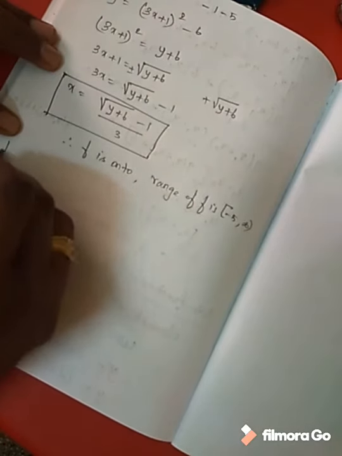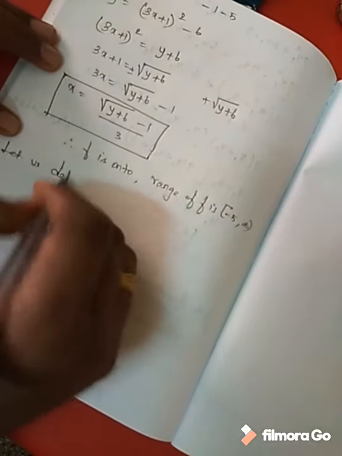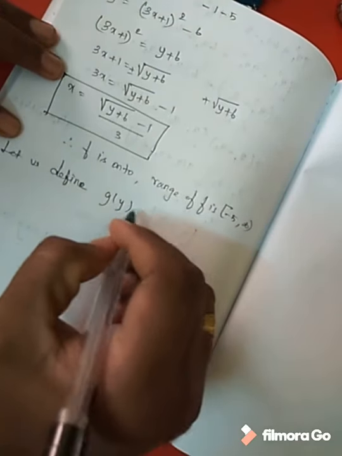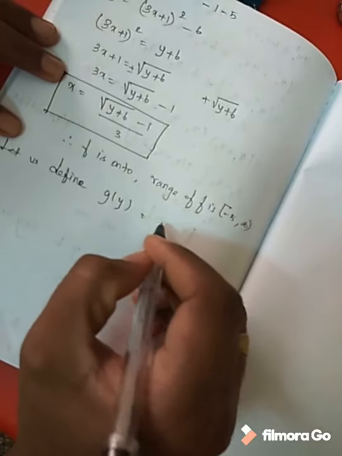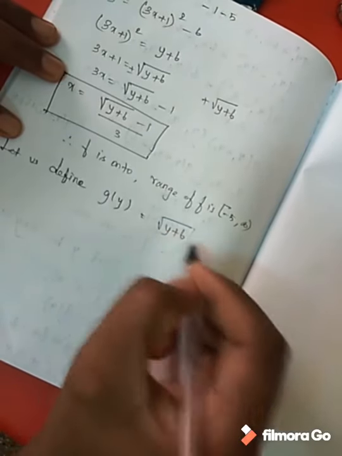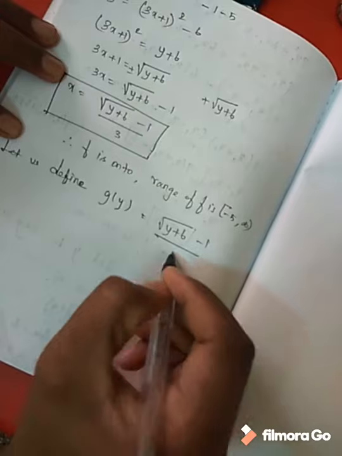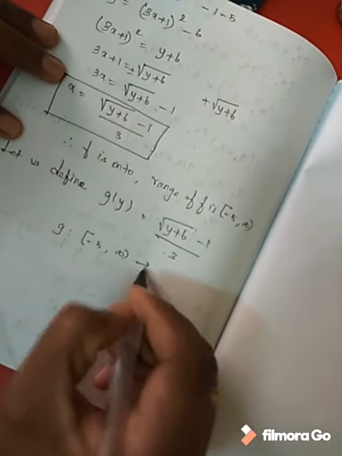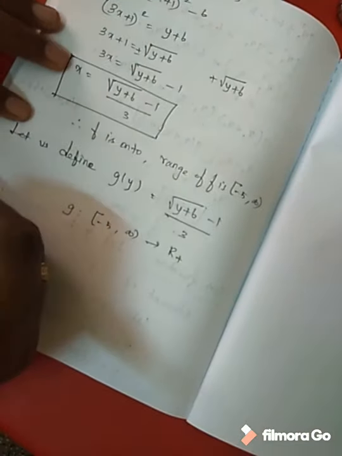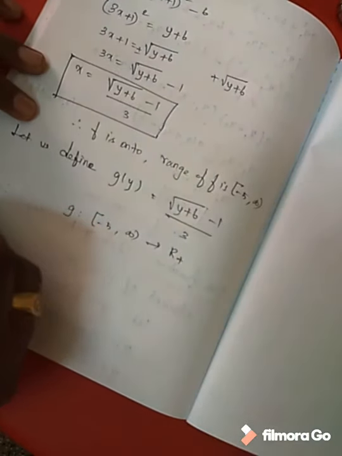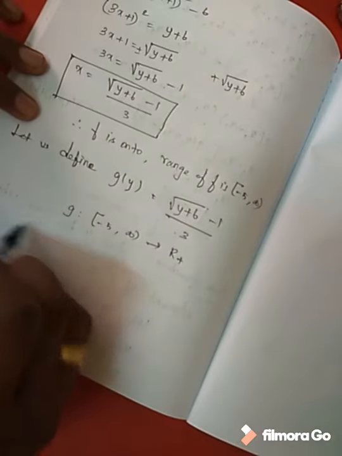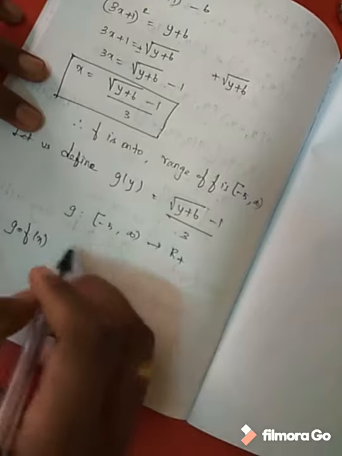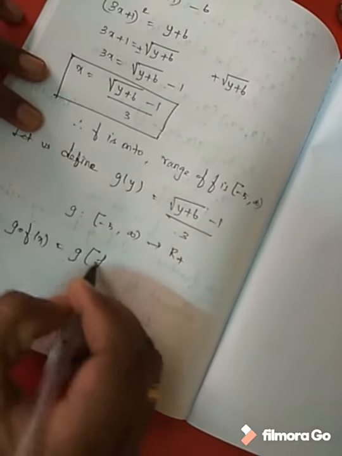So let us define g of y. Okay, g of y is (root of y plus 6, minus 1) by 3, that is g from minus 5 comma infinity to R plus. Now to show it is invertible, I am going to prove the composite function g of f of x.